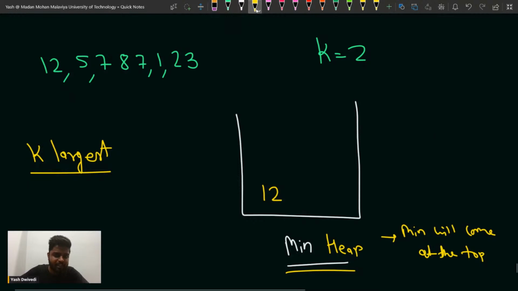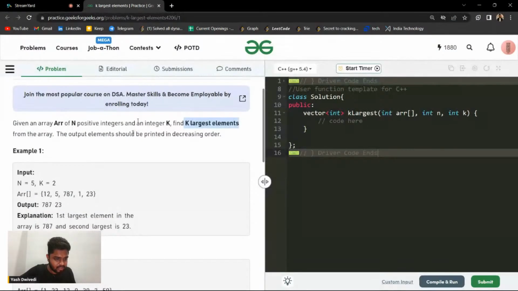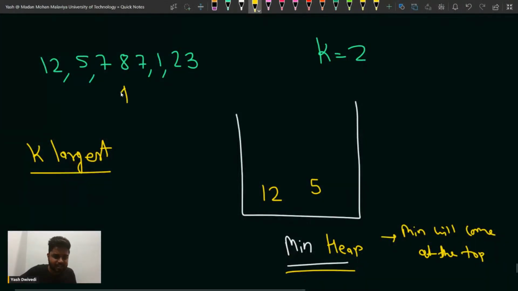After that, I'll move to the next element, 5, and insert it. Now the number of elements in the heap is 2, and 2 is less than or equal to k, because two elements are there and the k value is also 2. After that, I will insert the next element, 787. When I insert it, the size becomes 3, right?